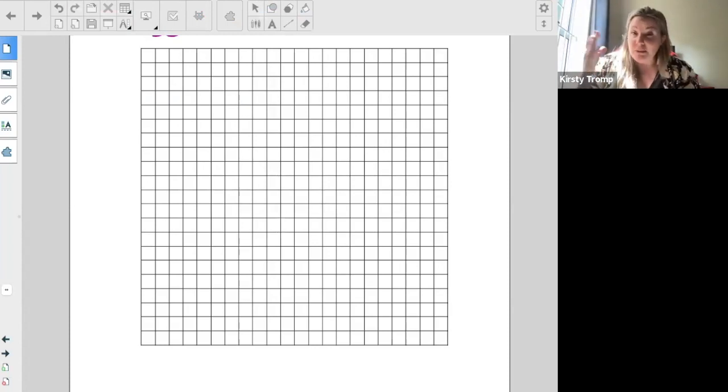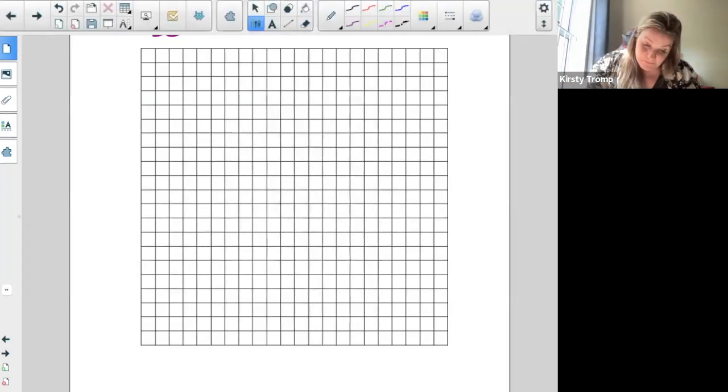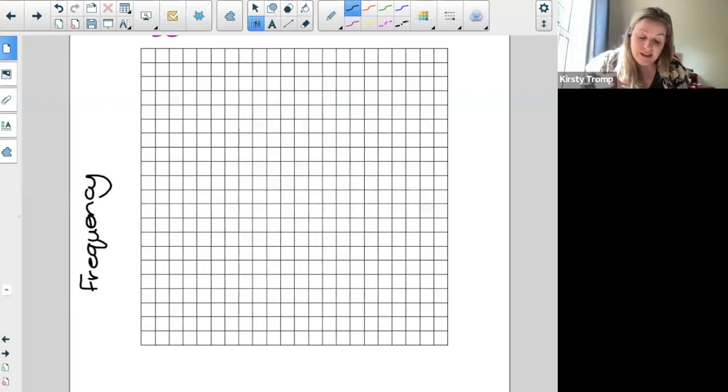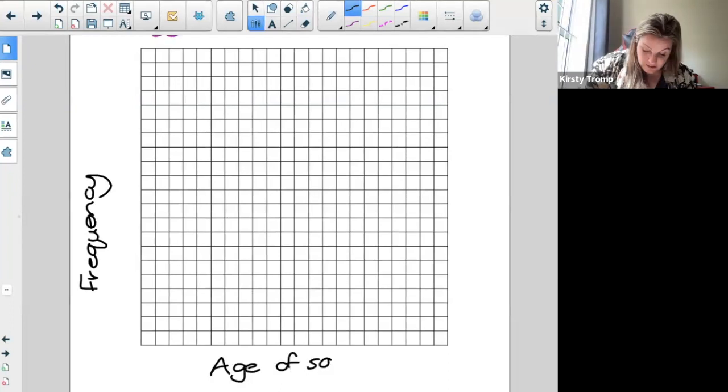Okay, they've asked me to draw the polygon, and they've given me a grid. So on the y-axis, this is going to be my frequency. On the x-axis, we're doing age of soccer players. Hopefully I've got a big enough grid. I am going to hopefully have enough space to go up.